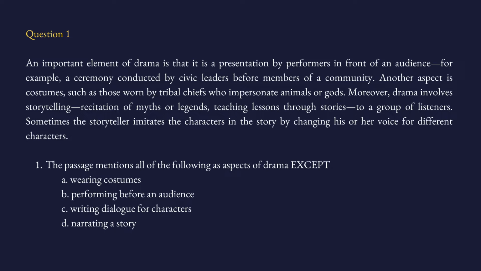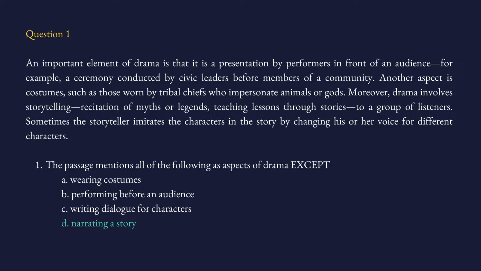Now, let's see question number 1. I already showed this to you. The passage mentions all of the following as aspects of drama except. So, A, B, C, D. 3 of them are true, are correct according to the passage. 1 of them is wrong. Let's see what those are. Wearing costumes, performing before an audience. Fellows, be careful. Before an audience means in front of an audience. It's Old English. In the Old English, we said before to mean in front of. C, writing dialogue for characters. And D, narrating a story.